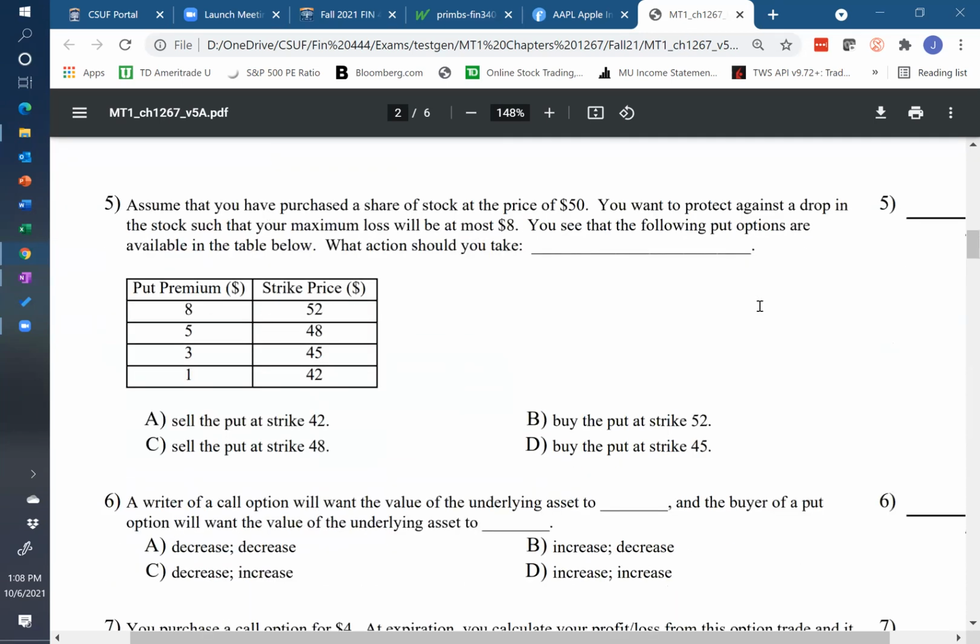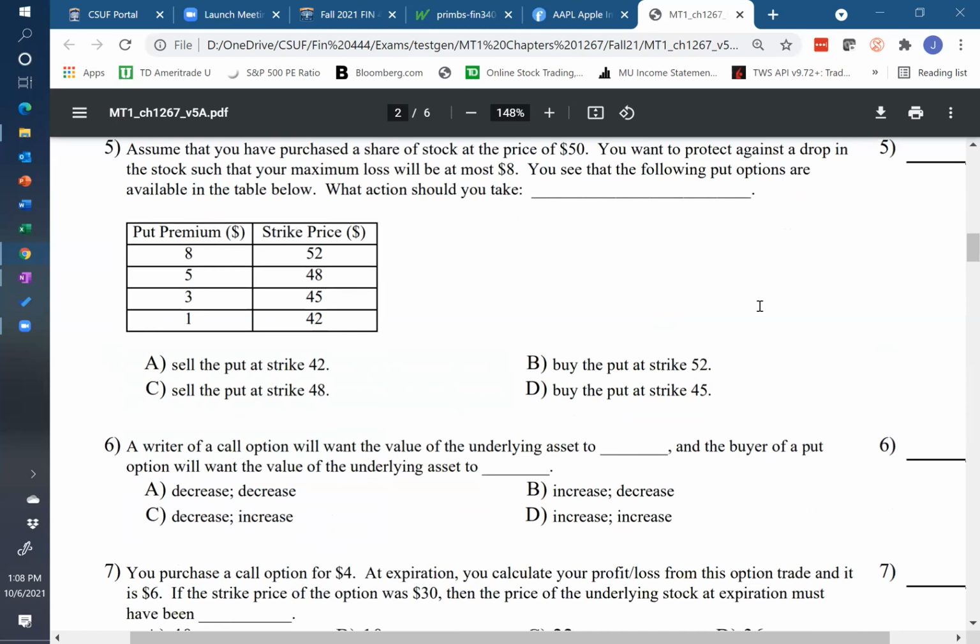Assume that you've purchased a share of stock at a price of 50. You want to protect against a drop in the stock such that your maximum loss will be at most $8. You see the following put options available in the table below. What action should you take? So number one, you're going to be buying a put, right? That's how you protect yourself. That's the protected put. So I can get rid of A and C.